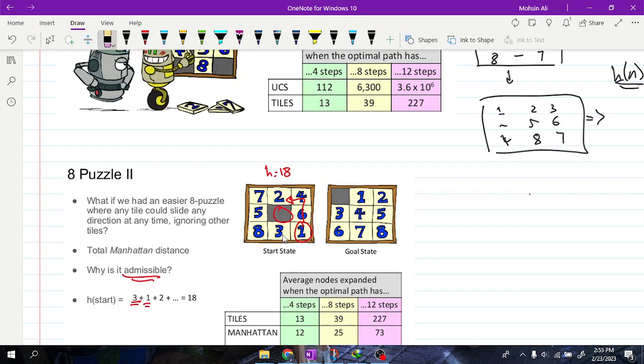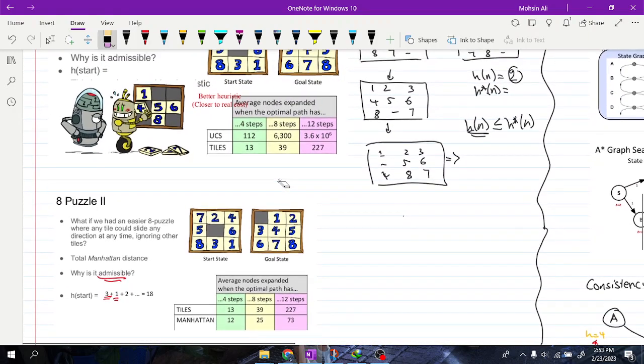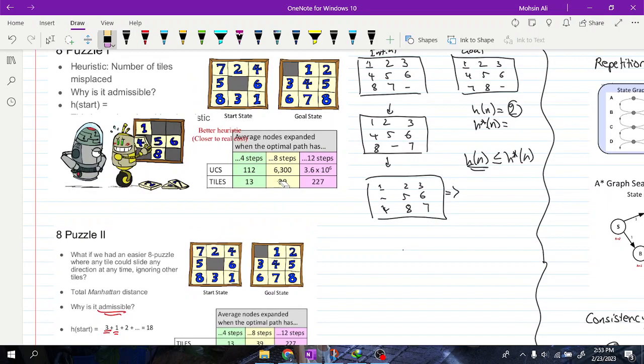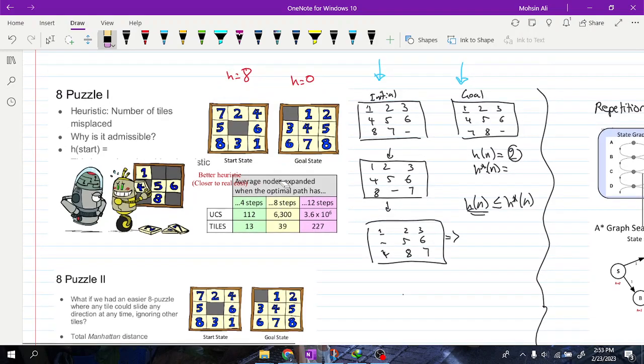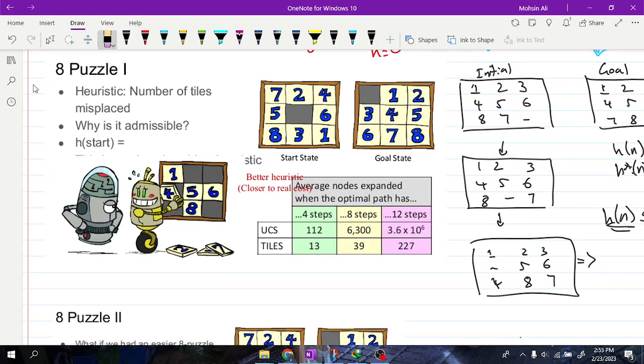And in these types of situations, it's always better to think about your problems in a relaxed manner, which means that whenever you're thinking of heuristics, you should always be thinking about removing the constraints. For example, the constraint over here is that you have to move your blank state to either of the tiles, and then you can move, right? But when I was thinking about the heuristic, I didn't think about this constraint at all.